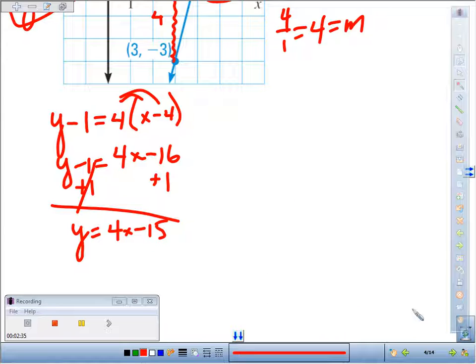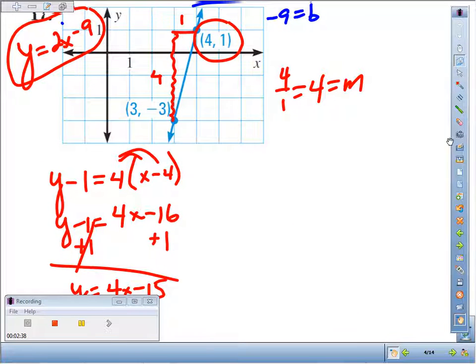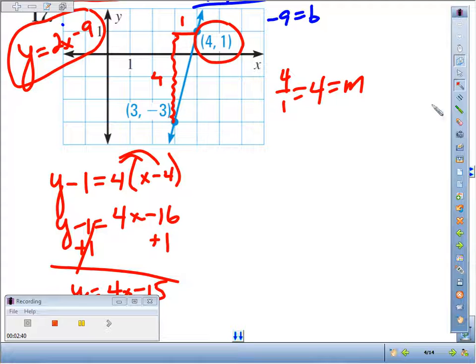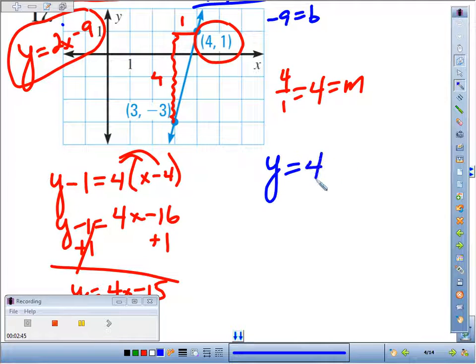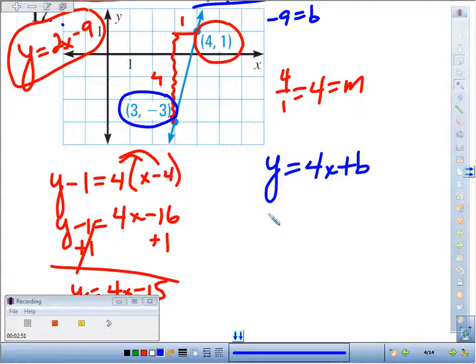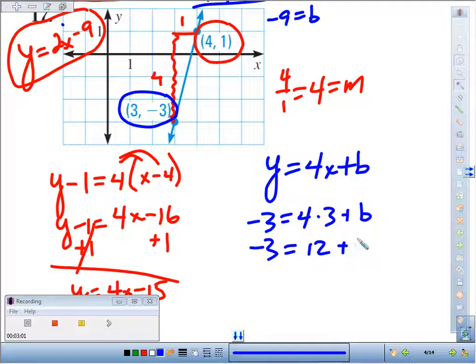If I were to use more of the slope-intercept approach, I could say I know my slope is going to be 4, so I know my equation is going to be 4x plus something. Figure out what the plus something is by substituting a value that you know works in the equation. Maybe I'll use the other point, (3, -3). The y value is negative 3. The x value is 3. We're going to figure out what makes this true, because right now negative 3 does not equal 12.